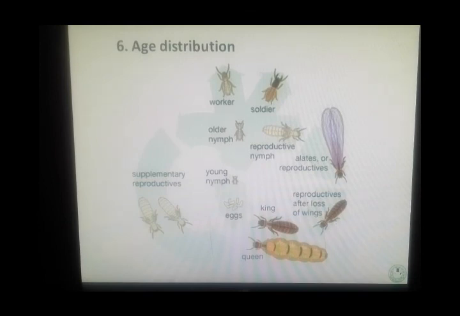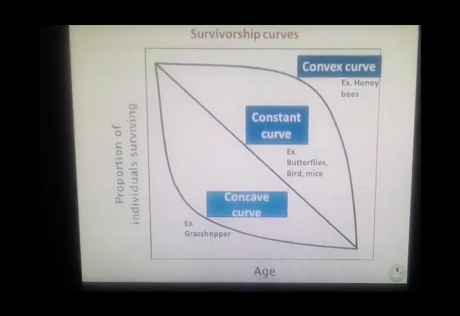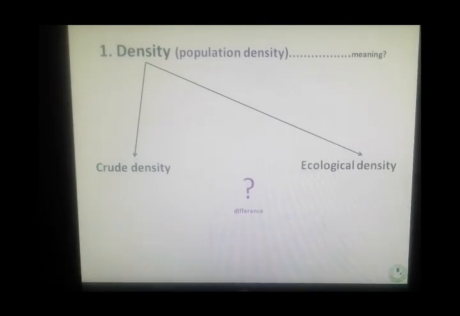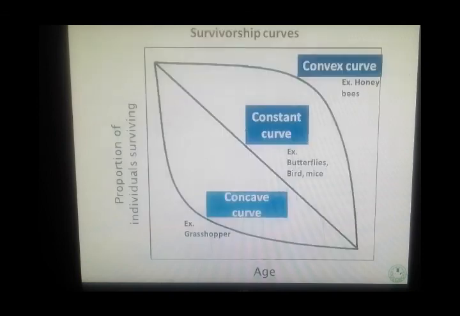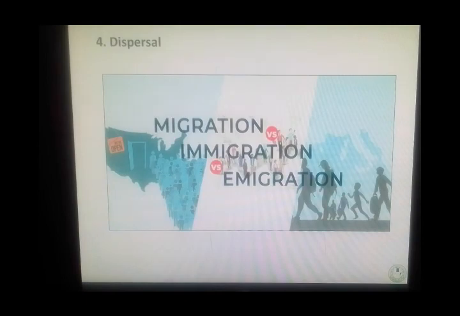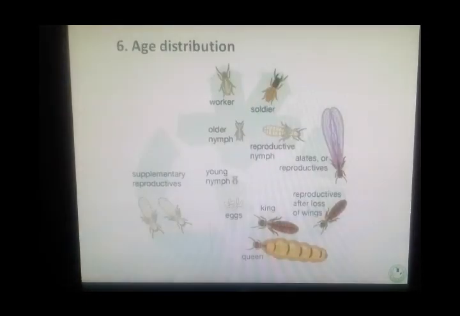So by understanding these 6 different parameters, once again continuing the slides: density, then natality, then mortality, and under natality and mortality the survivorship curves, then dispersion, and the age distribution can contribute in understanding the dynamics of the pest population.